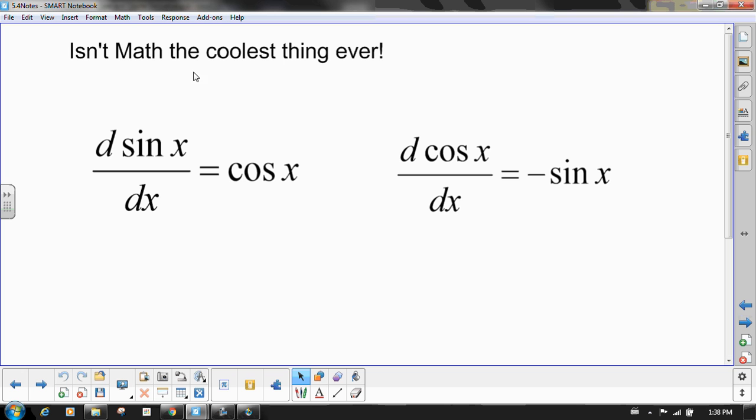All right, so cool, right? I told you they were cool. The derivative of sine is cosine. The derivative of cosine is negative sine. So you have to remember these.